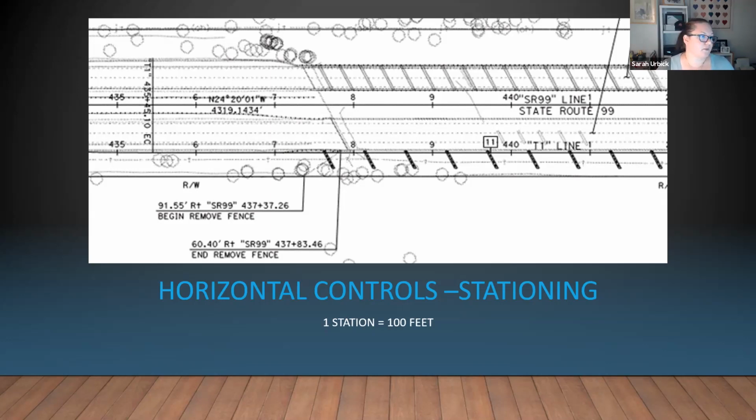Okay. Where's our cut? Where's our fill? Where does our bridge begin? Well, it's going to start at 437 plus 37 or 4 plus 32.